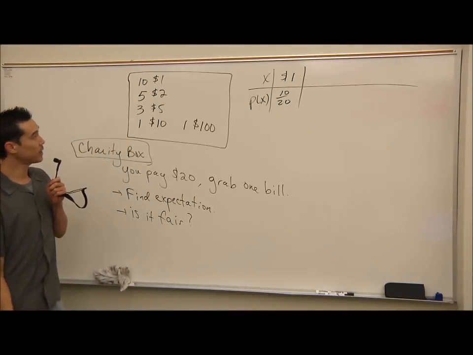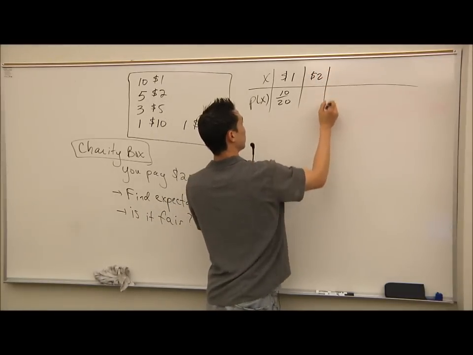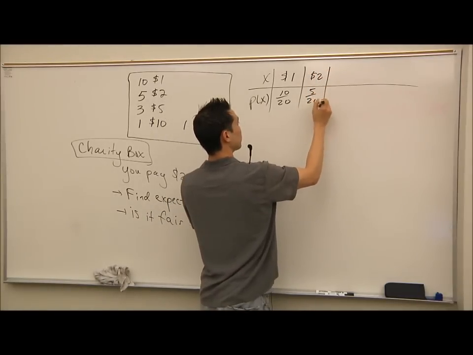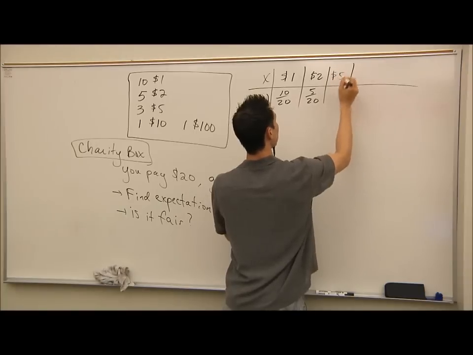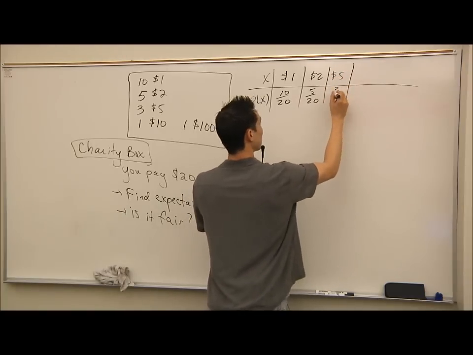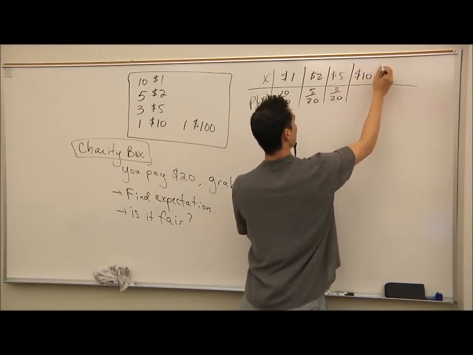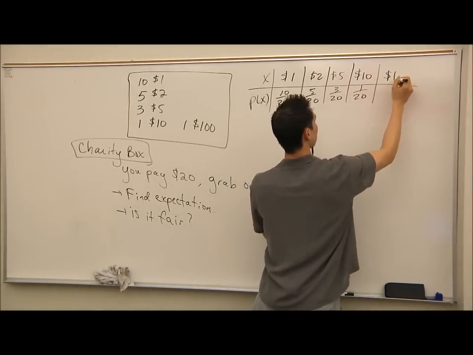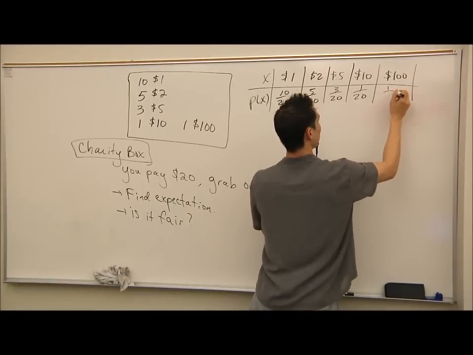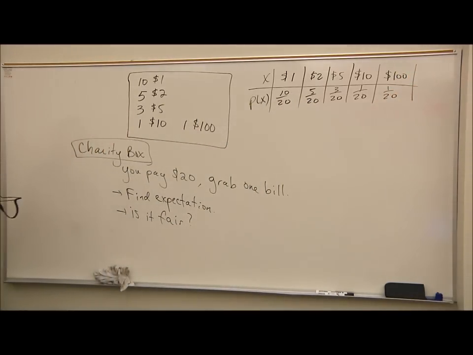How many $2 bills are there? 5 out of 20. And we could also win $5. What are the chances of winning $5? 3 out of 20. What's the chance of winning $10? 1 out of 20. And $100. 1 out of 20. Okay, so here's my probability distribution.